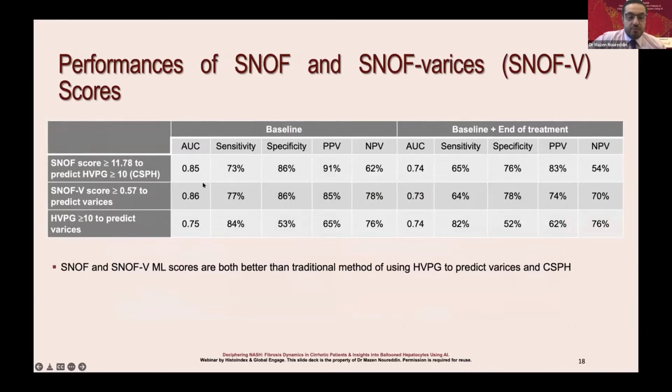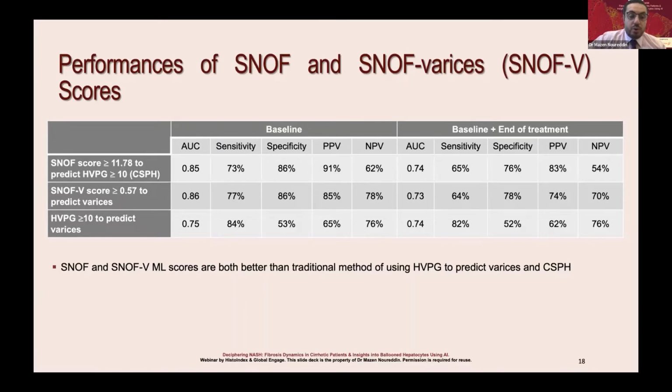If you look at the SNOOF varices score, which was created to predict varices, it did better than HVPG in predicting varices. The area under the curve was 0.6. It was almost similar in the validation cohort, but overall performed much better than the traditional one in terms of sensitivity, specificity, PPV and NPV in predicting varices.